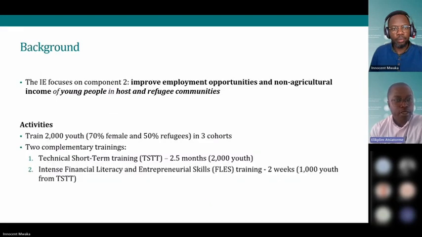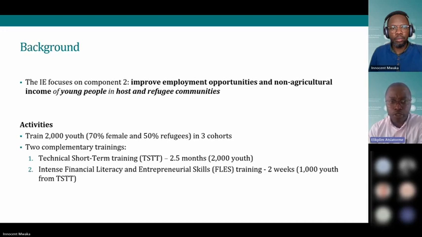Next slide, please. As I mentioned, it was focused on employment, but mainly we were interested in employment opportunities for young people in host and refugee communities within the districts that we mentioned. The objective of the project was to train about 2,000 youth, with the hope that 70% of the trainees would be female and 50% refugees. And this was done in 3 cohorts.